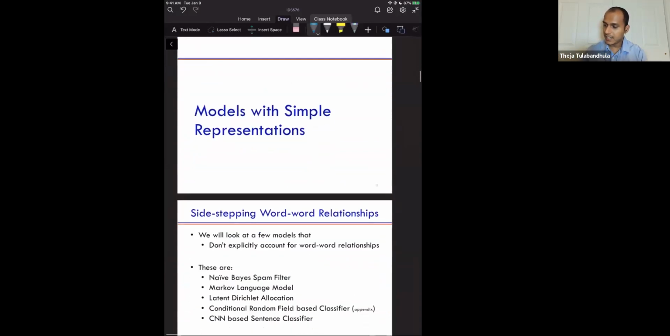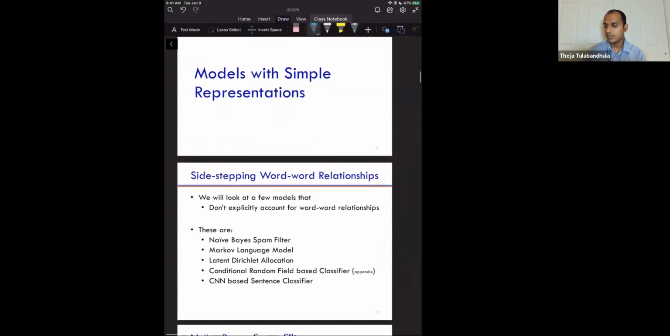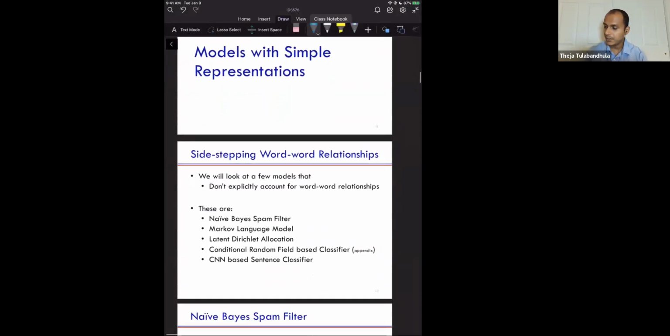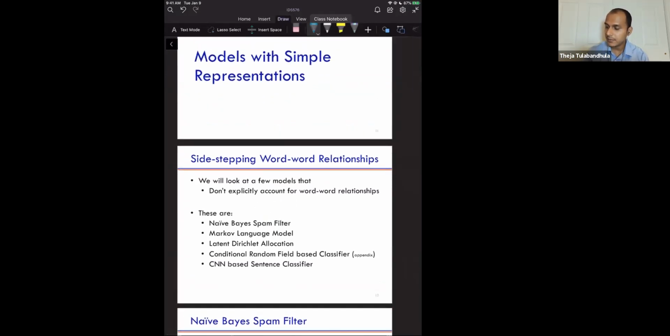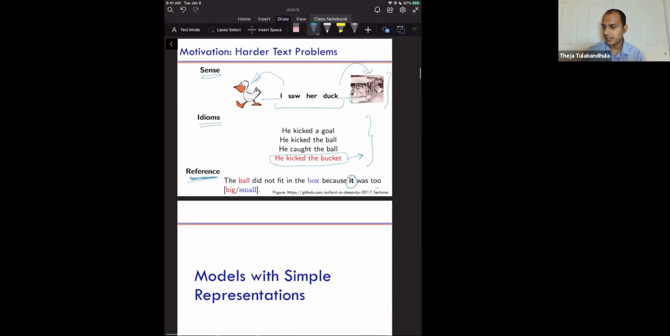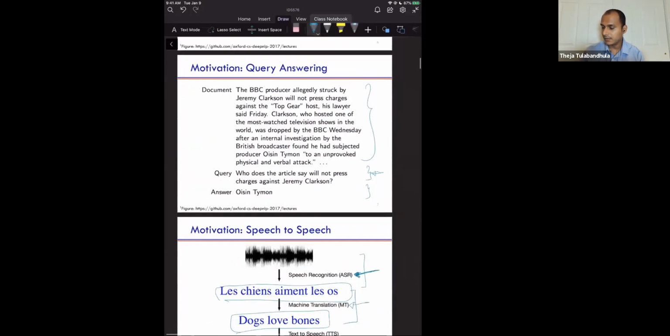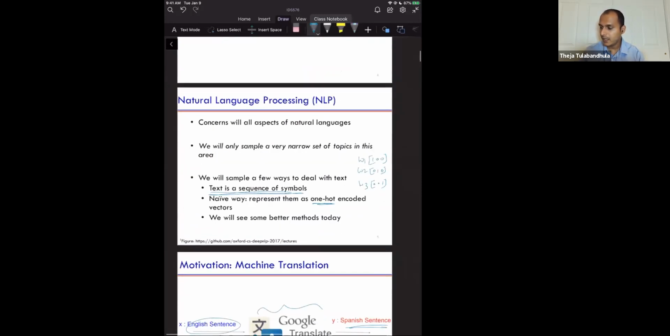So let's start with simple representations, simple models essentially. In these simple models, we're going to sidestep word-to-word relationships, in the sense that we're not really going to look at a relationship between word one and word two. One-hot encoding is an example of this. I'm talking about these vectors as representations, and in fact, these vectors can also be called embeddings, just as a teaser.